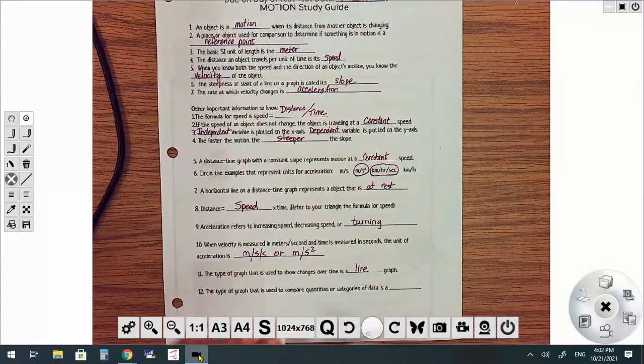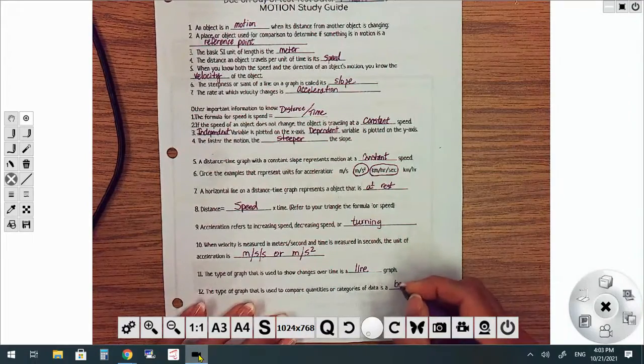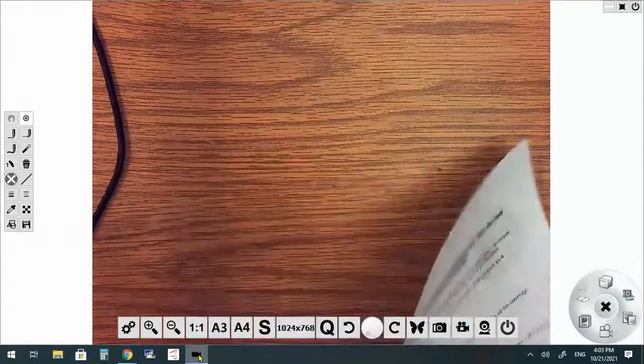So you always use lines, a line on a graph to show a continuous relationship for your x-axis. Number 12, the type of graph that's used to compare quantities or categories of data is a what kind of graph? That is a bar graph. All right, let's flip over to the next page.